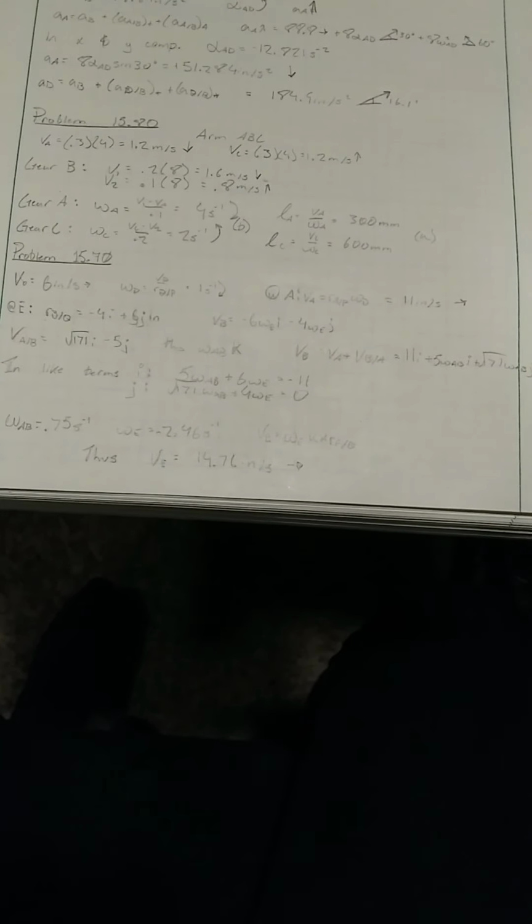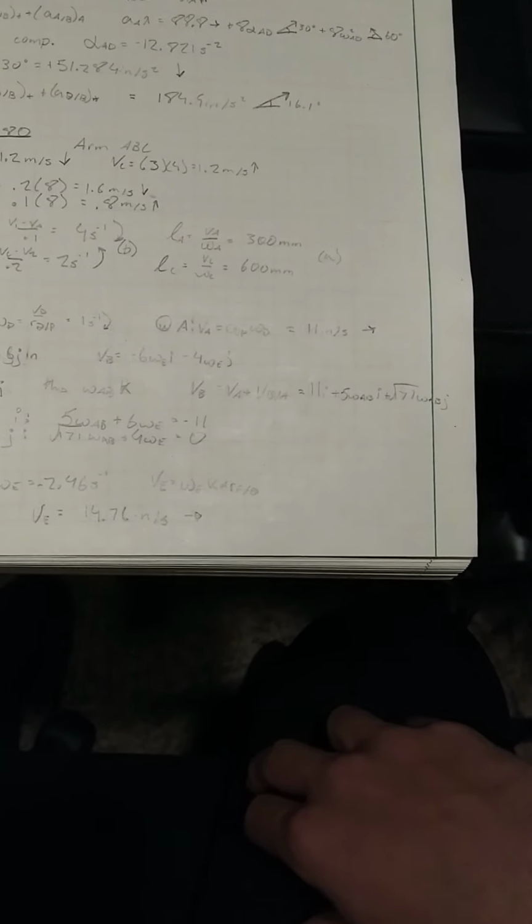Okay, next up we've got problem 15.70. Both 6-inch radius wheels roll without slipping on a horizontal surface. Knowing the distance AD is 5 inches and the distance BE is 4 inches, and D has a velocity of 6 inches per second to the right, determine the velocity of point E.